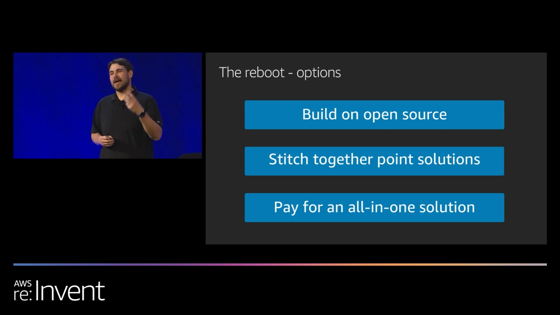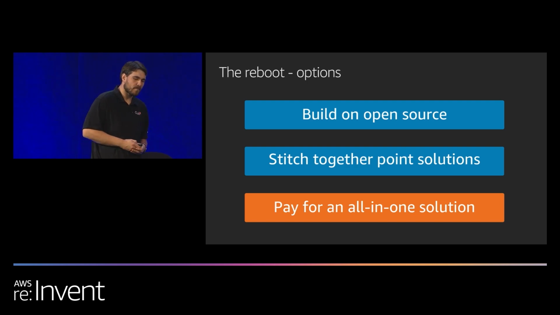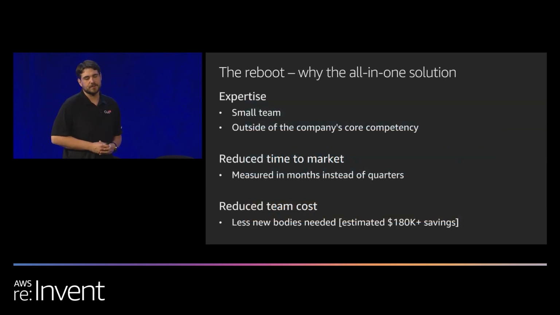All right, so we had 3 options that we were looking at. We could build on open source, we could stitch together a number of best-in-breed point solutions, or we could ultimately pay for the all-in-one solution. Obviously, I'm here, so I guess you guys can guess which we went with, and that was to pay for the all-in-one solution. But why did we pay for the all-in-one solution?